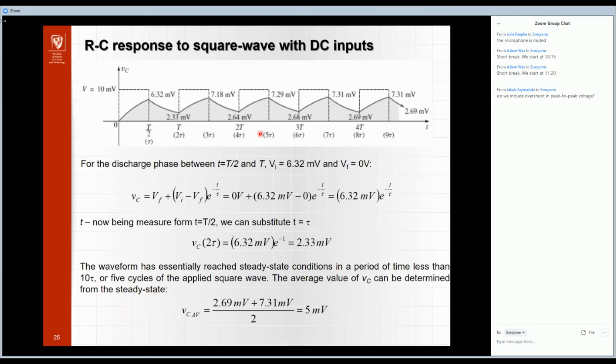So we can see here for 5 tau, the waveform has essentially reached steady state conditions in a period of time less than 5 tau. Because the changes are here, we obtain the same value. So we can see here and here we have the same value, and so the average of this value we can use, the sum of this and this divided by 2, and obtain just the average value of this signal. So this is the circuit for obtaining the average value.